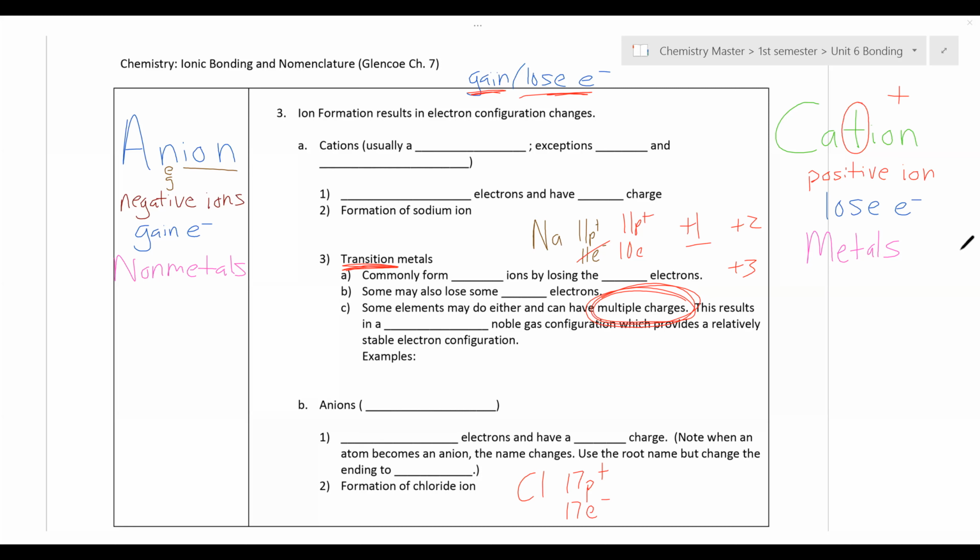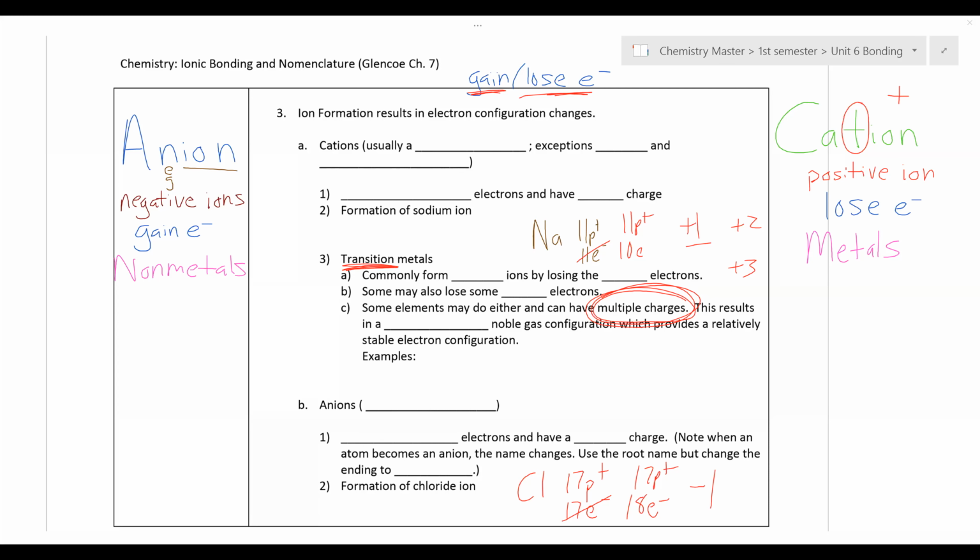And he's a halogen, so he's right next to the noble gases. So he just needs one more electron. He would take one more, so he would have 18 electrons. Still 17 protons, and that's how he ends up with a -1 charge, okay? All right, so that is cations and anions, just a brief refresher, okay?